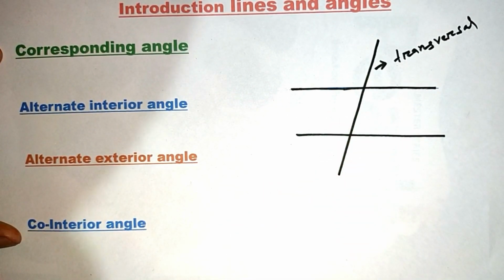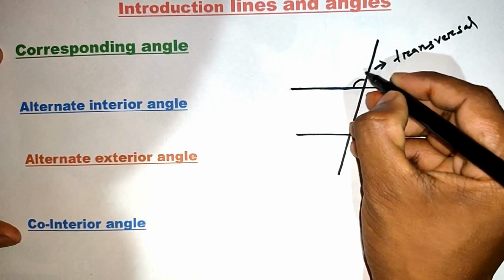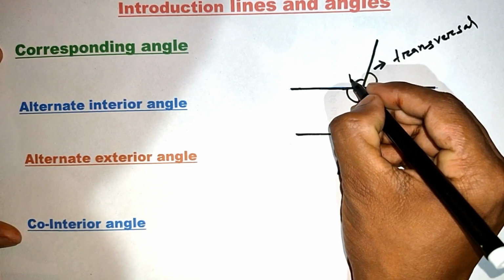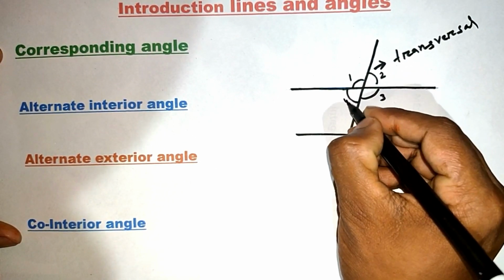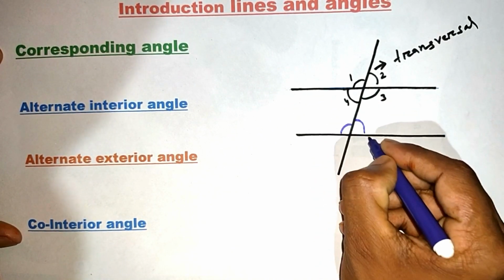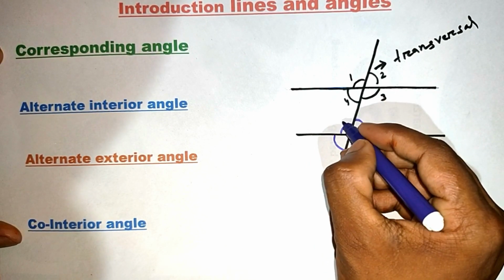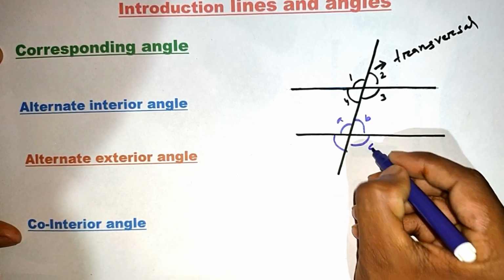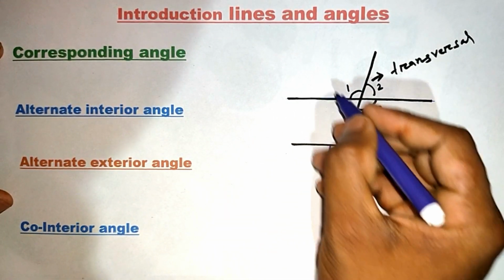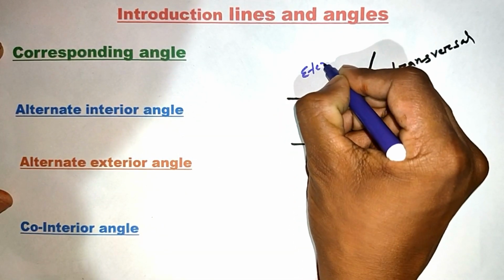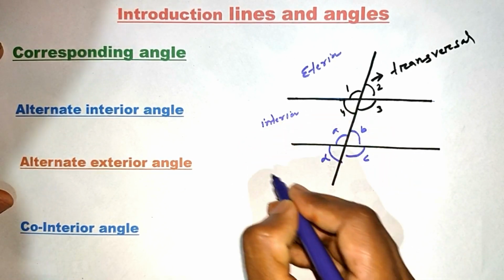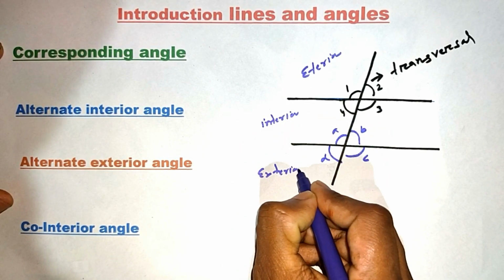Now there are different angles. This one is an angle, this one is an angle, this one is an angle, and this one is an angle. We can name them 1, 2, 3 and 4. Again here also, and we name these A, B, C and D. Now these are the exterior part, and this is the interior part. This is also the exterior part.